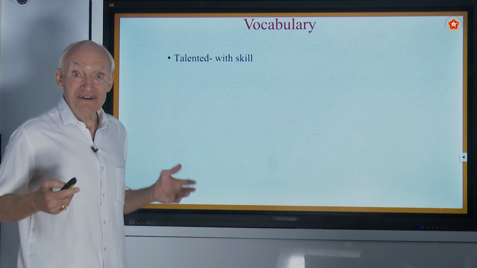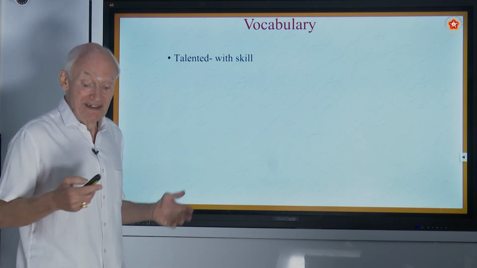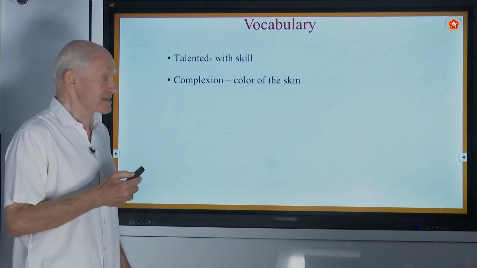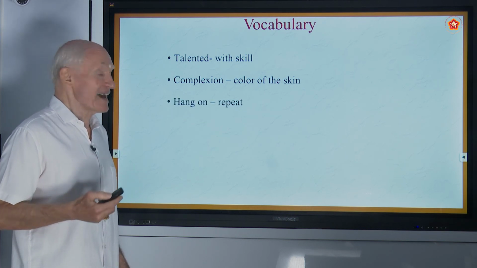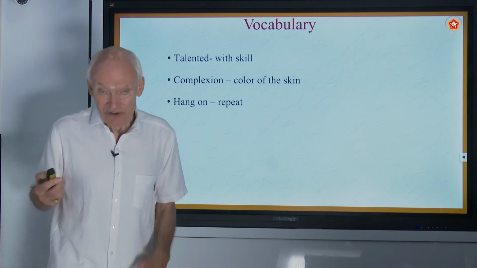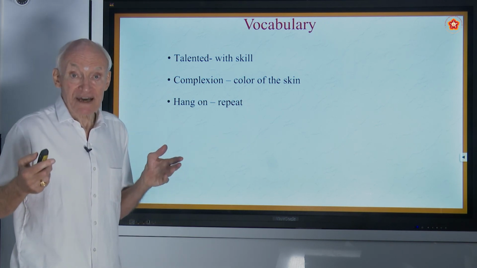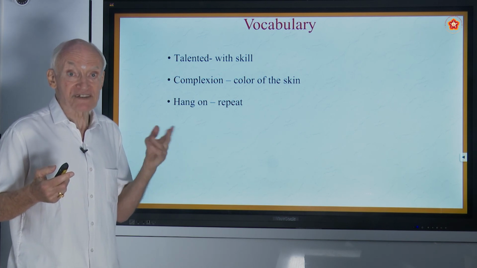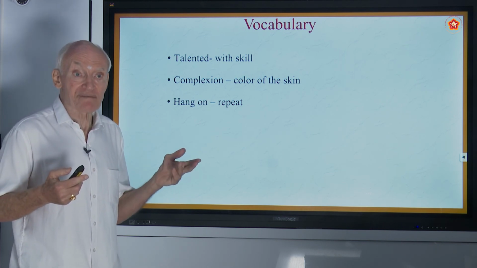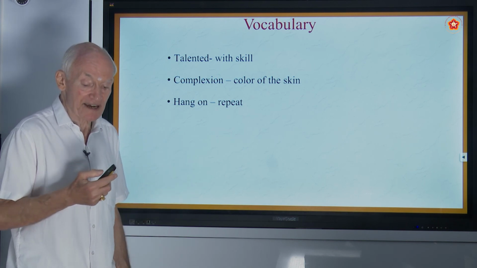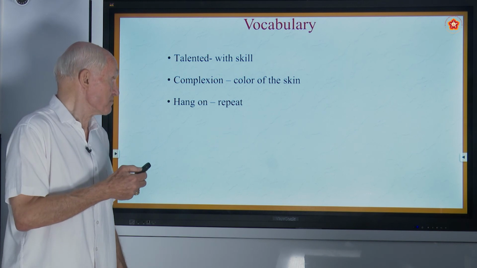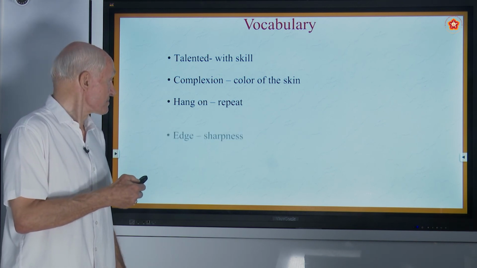So we have a few more words. Talented. Ardna was talented. She could really dance. Complexion. Color of the skin. We've talked about that. Hang on. To repeat. So what happened was Aunt Pramila went on about this dark color and skinny. Why did she have to talk about that today? Hang on. Why did she hang on that comment in front of Ardna?